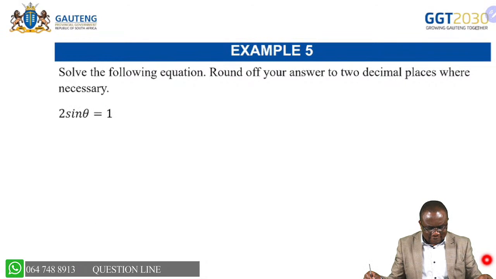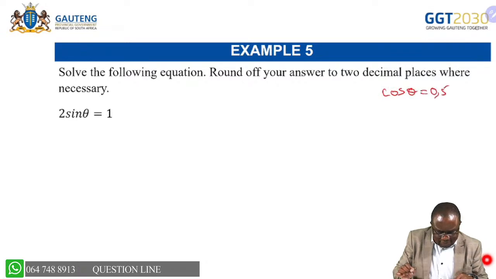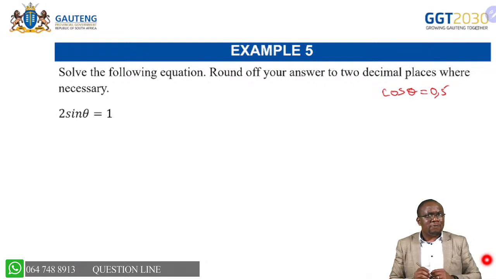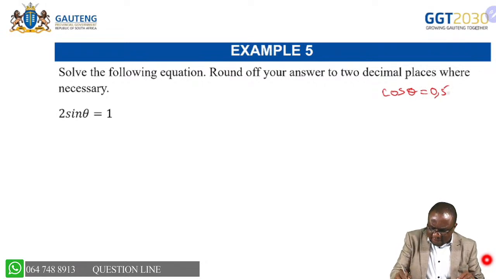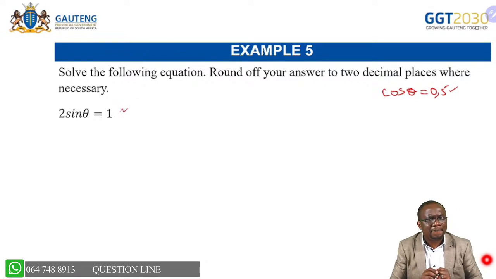Now, do you remember the first one that we did? What was it? It was like this. Let me write, maybe to be similar. It was like cos theta was equal to 0.5. Now, let's try to compare this type and this type. What is the difference there? Is sine theta standing on its own? Is it isolated?